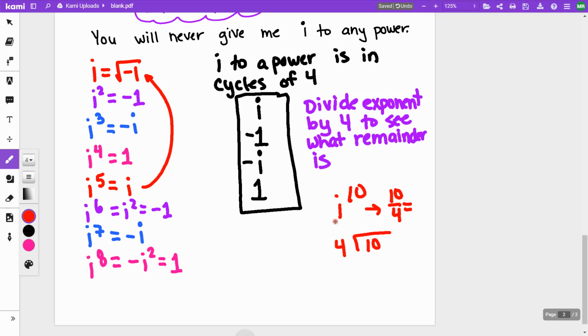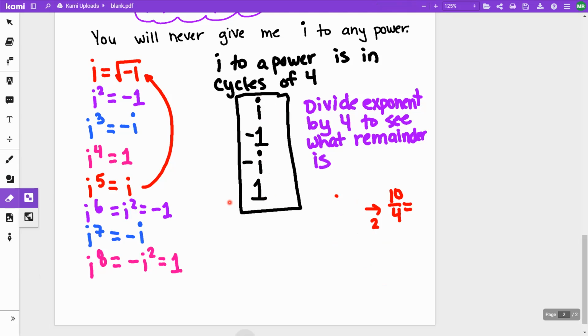4 goes into 10 twice, which is 8, and I'd have a remainder of 2. So having a remainder of 2 would put me right here at -1, because I'd really be here at the i squared. I was off by 1, because 1, 2, 3, 4, 5, 6, 7, 8, 9, 10. I was off by 2 from my cycle of 4. So that was just a quick little example.